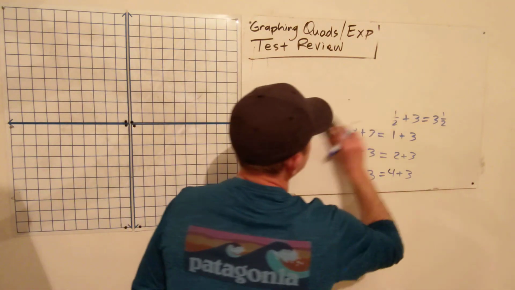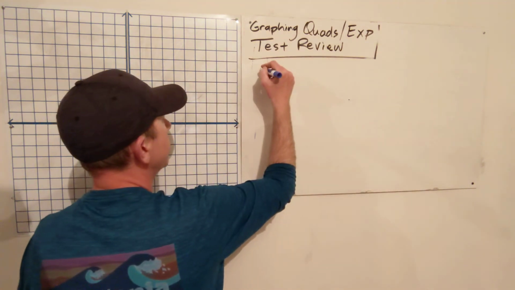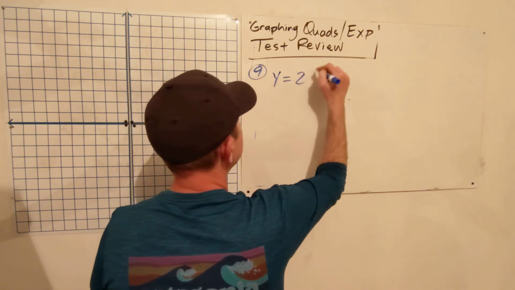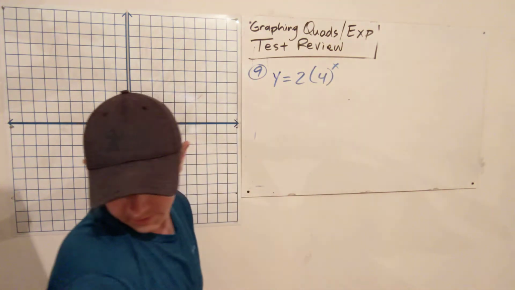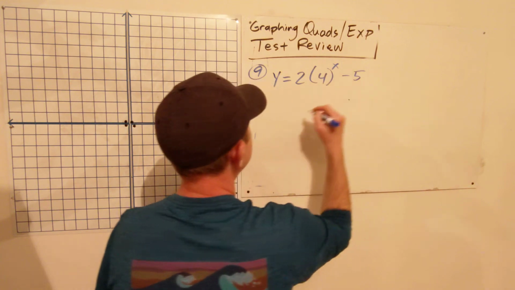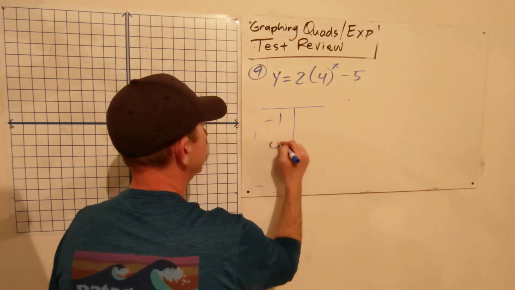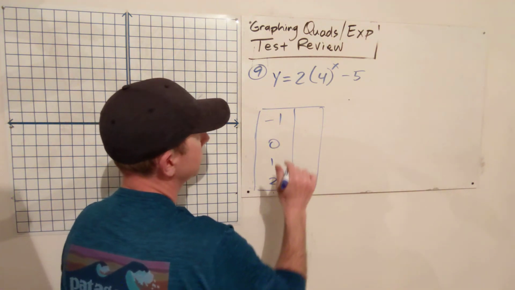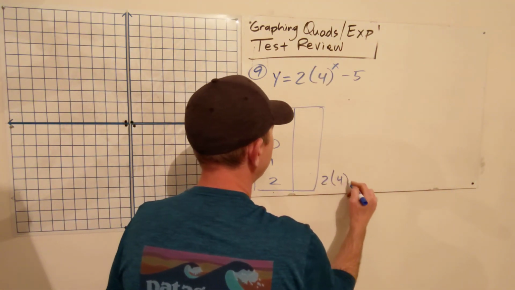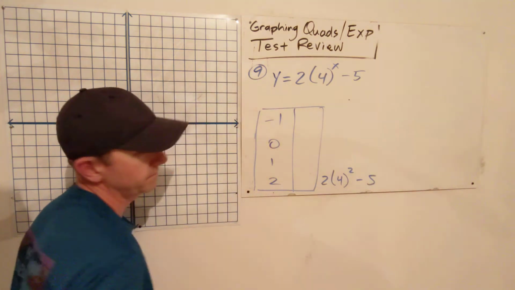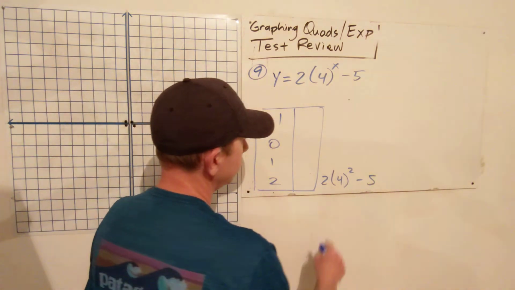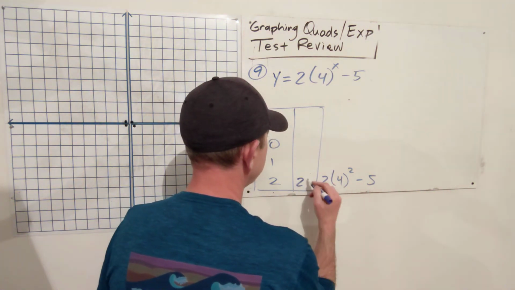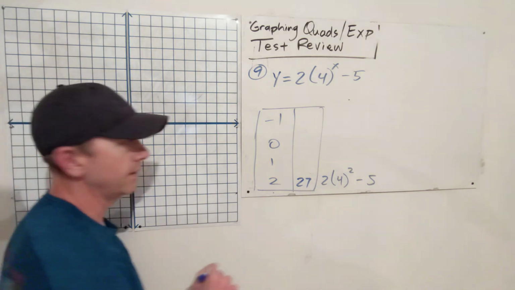Okay, 9 and 10, more exponentials. Here we go, number 9. This one is y equals 2 times 4 to the x power minus 5. Okay, so -1, 0, 1, and 2 again. We don't have to worry about trying to find the vertex. We can just go straight to it. We get 2 times 4 squared minus 5. Okay, so 4 squared is 16 times 2 is 32 minus 5. We get a 27 right there. That's how we get that.